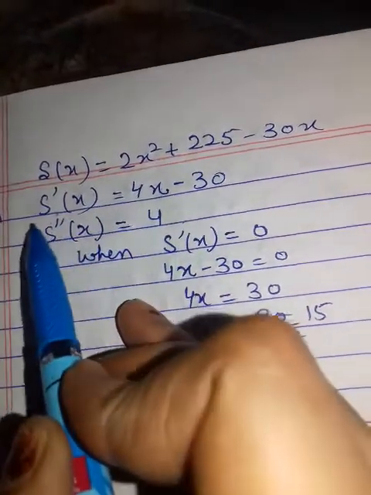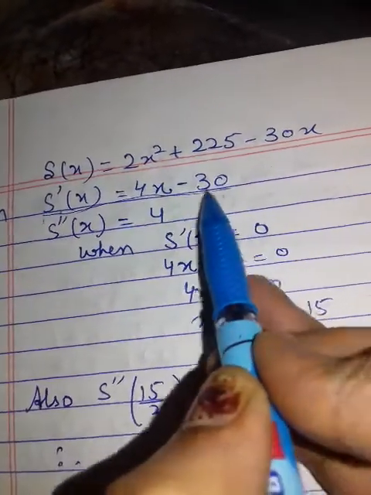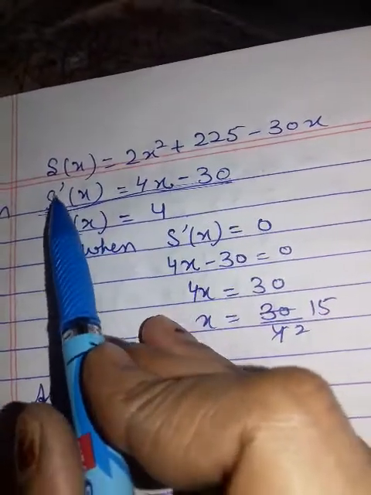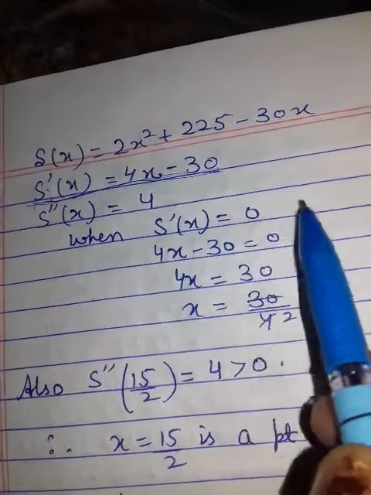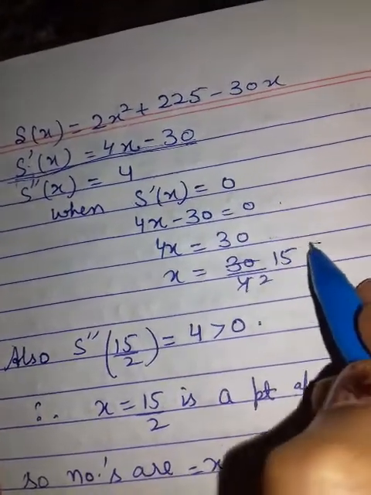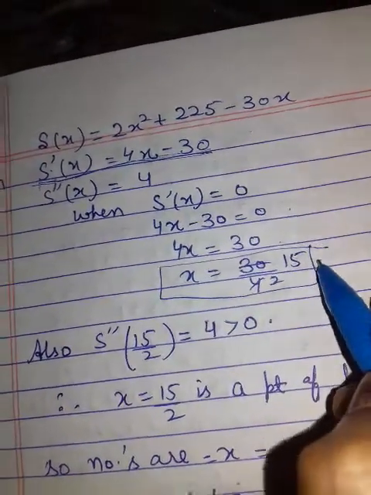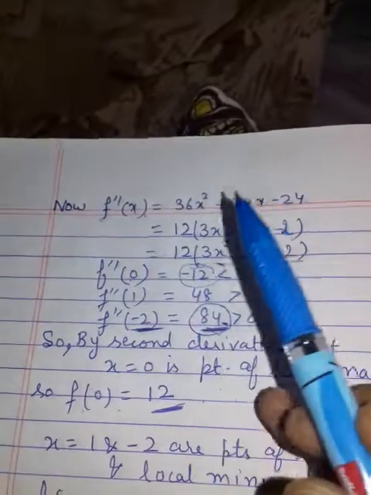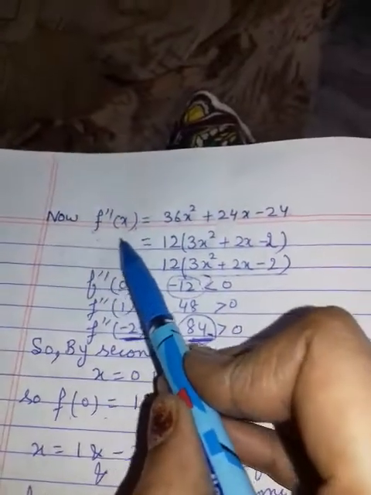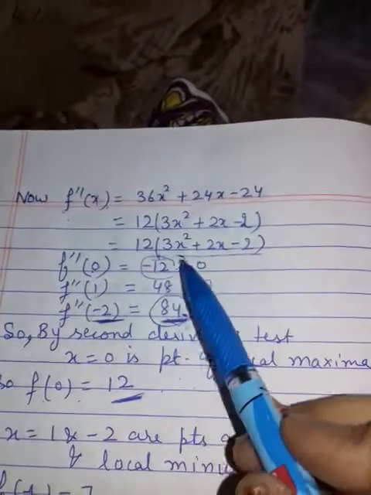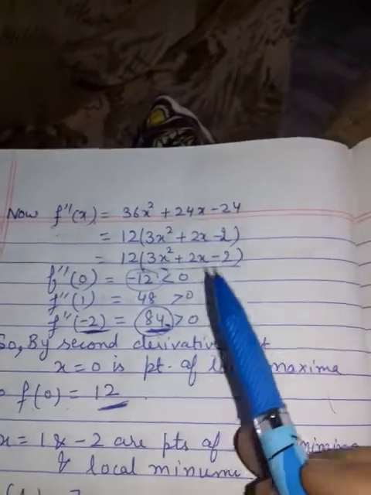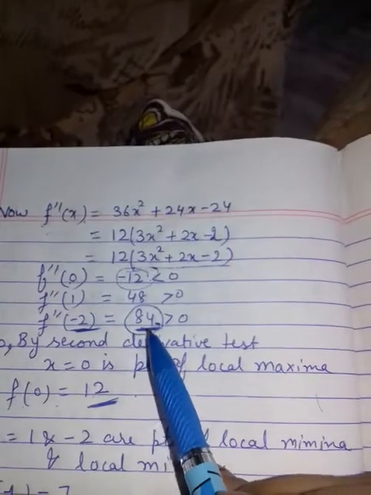Whenever you work with the first or second order derivative for local maxima and local minima, anytime you get f'(x), you will put f'(x) equal to 0. You will get the value x equal to 15 by 2. This value you will put in the double derivative, as in the previous question also. After that you will see which value is giving greater, that is your local minima, and which is giving less, that is local maxima.